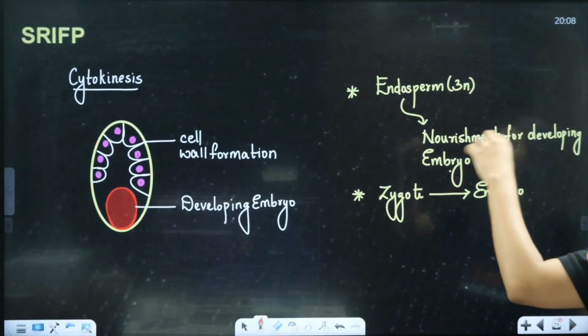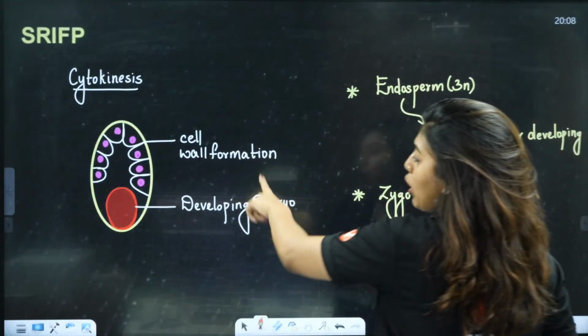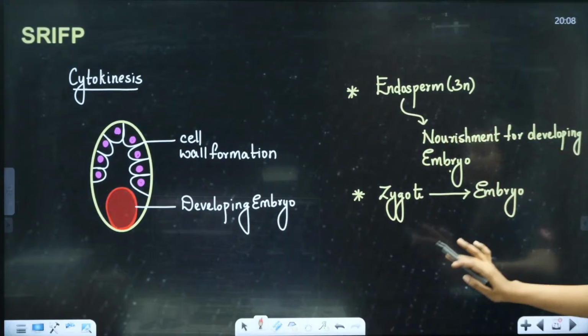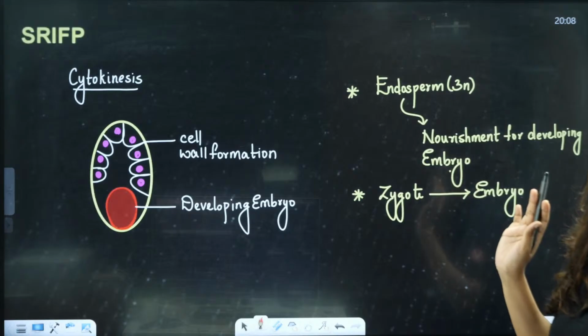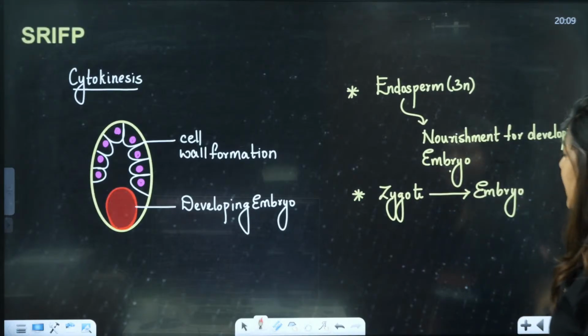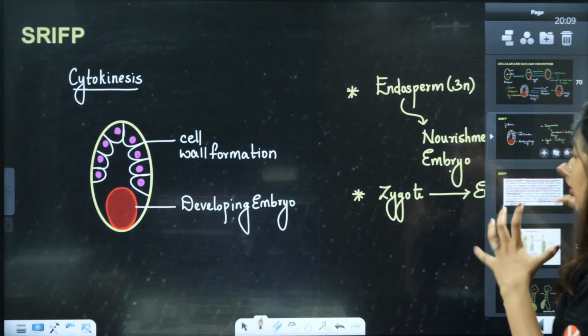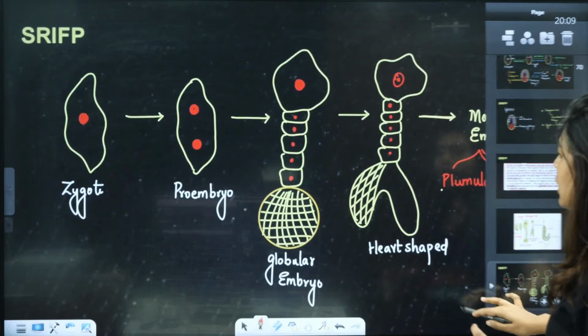Now look here. Cytokinesis, that means cell wall formation, and the developing embryo will be there. Endosperm is 3N, nourishment for the developing embryo. The zygote will slowly start forming the embryo. Clear? Now, whatever is mentioned in your NCERT, I have drawn and taught that. Okay? So look here, students.